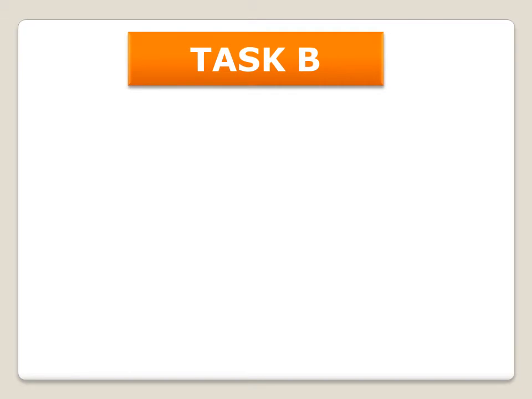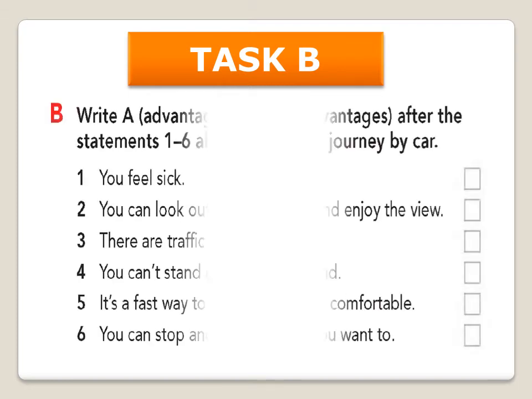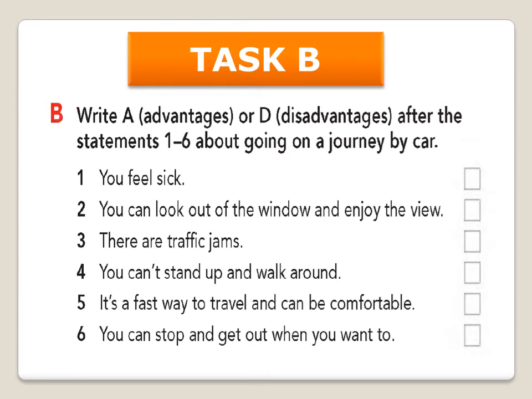After we have done with your task A, we are now at your task B, which is also in your textbook. And here you need to answer these questions, and you have to write either A for advantages or D for disadvantages after the statements 1 until 6 about going on a journey by car.